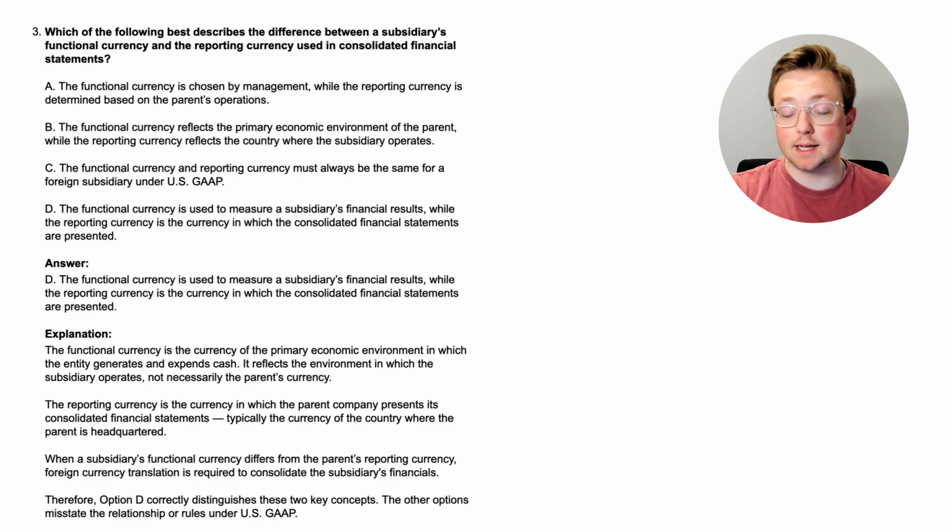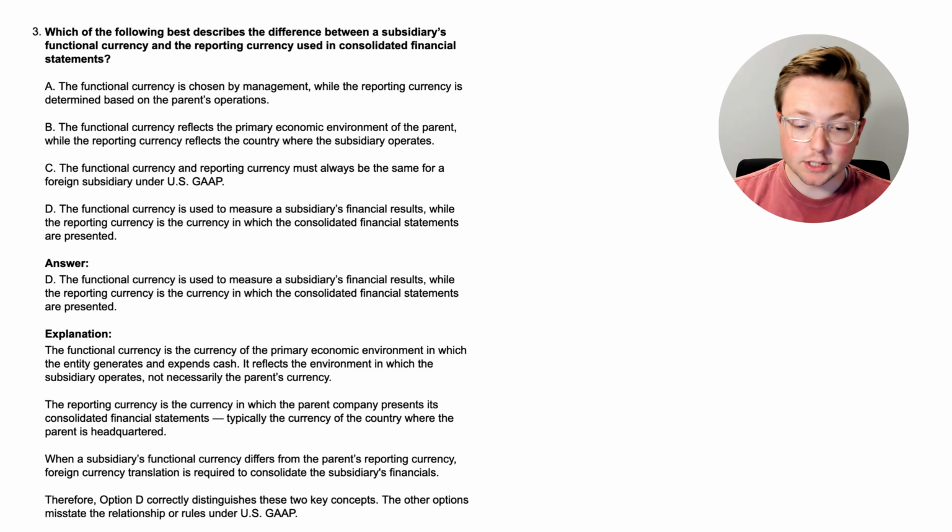So they have to translate the functional currency into the reporting currency if it is different. Therefore, option D correctly distinguishes these two concepts. The other options misstate the relationships or rules under US GAAP. So again, just to make sure that's clear, the reporting currency is the currency that is going to be used for the consolidated financial statements.